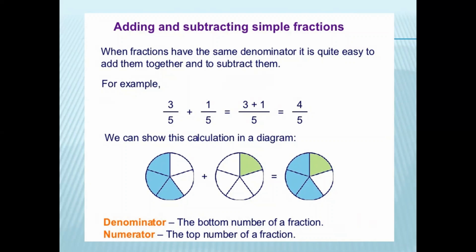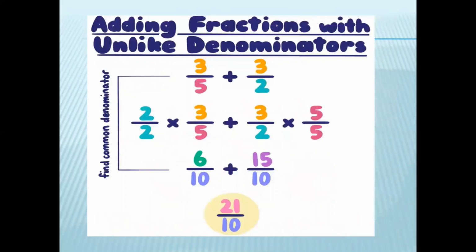Make sure you remember the number below the line is known as denominator, the number above the line is known as numerator. Similarly, for adding fractions with unlike denominators, you have to take an LCM, then add. An example has been given here.